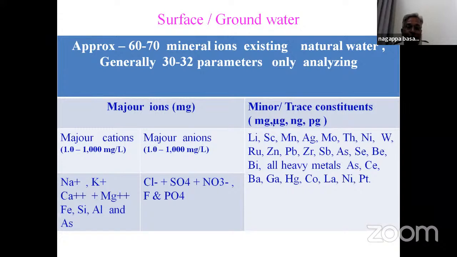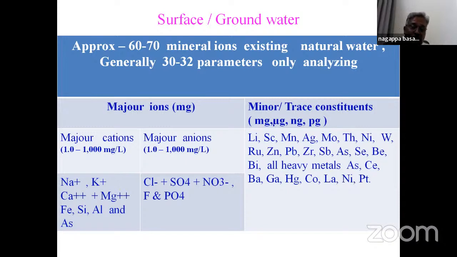This is one textbook I have referred to, and I have extracted the same thing in 2 slides. Generally, in water bodies, we classify ions into major ions and minor ions. What are the major ions? Major ions are those with concentration in the range of 1 to 1000 milligram per liter. Concentrations in the range of microgram, nanogram, picogram level are called minor ions or trace constituents.